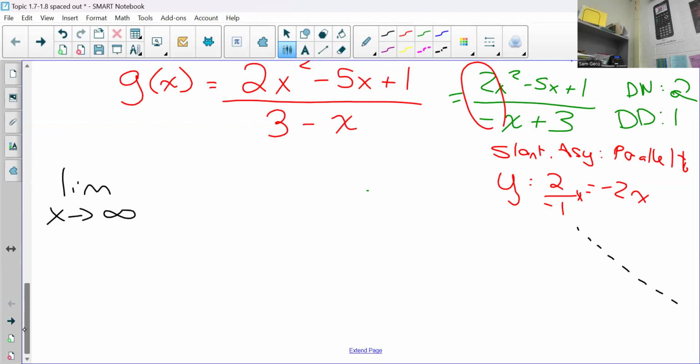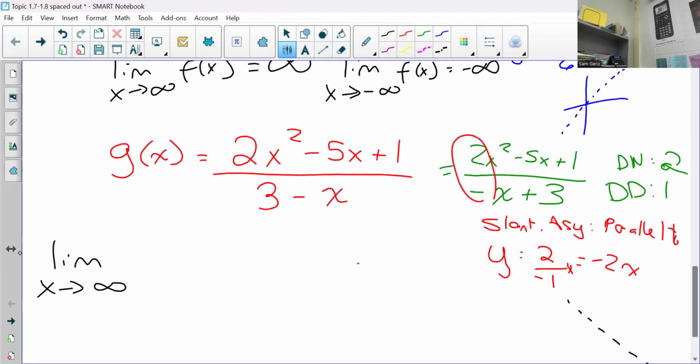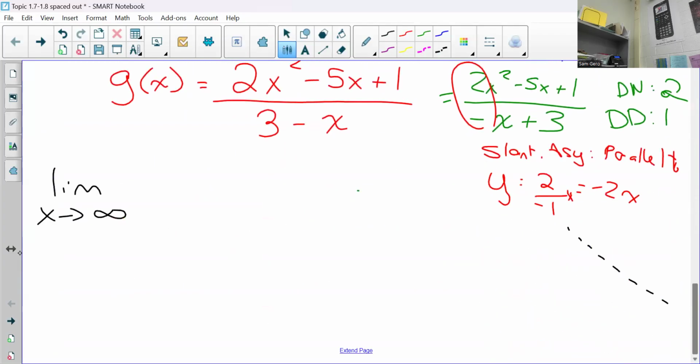All right, what did I start with up here? I started with negative infinity, as x approaches infinity of g of x. So as x goes to the right, this graph is going down, because that's where it's going to negative infinity. That's where the slant asymptote is going.